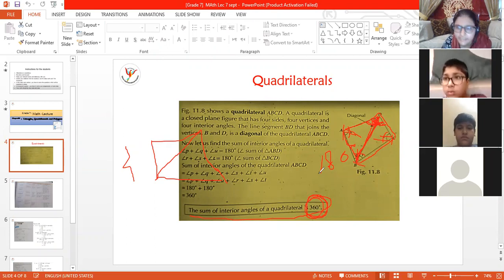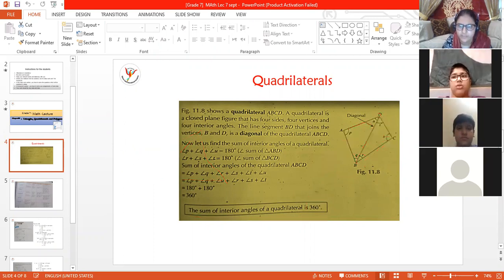The sum of interior angles of a triangle is equal to 180 degrees, but the sum of interior angles of a quadrilateral is equal to 360 degrees. A quadrilateral is something which has four sides, four vertices, and four interior angles, and there is one diagonal which will be intersecting from B to D or from A to C, right? So this was the quadrilateral.